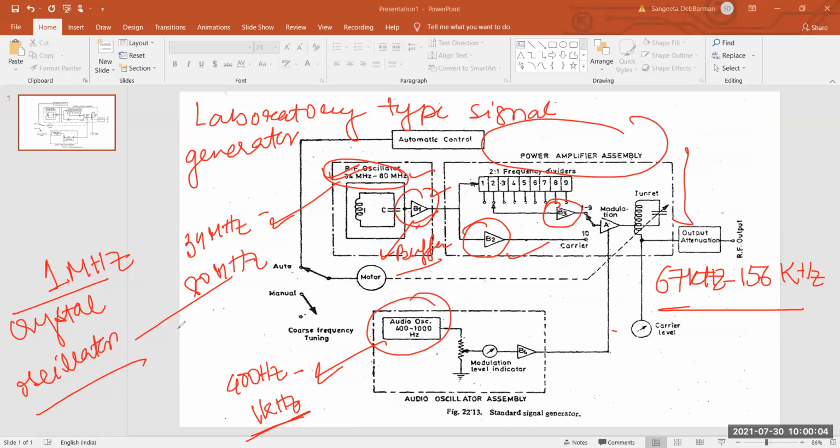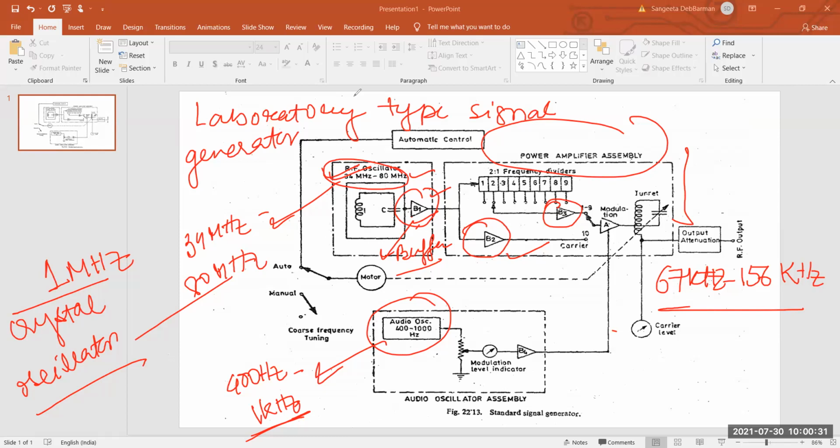Just have an idea. Especially the video I uploaded in the previous class with a simple diagram is more effective. This is for better understanding of how a lab signal generator looks, what the inputs and outputs are, and how the frequency range changes. That may help you. So the signal generator is done.